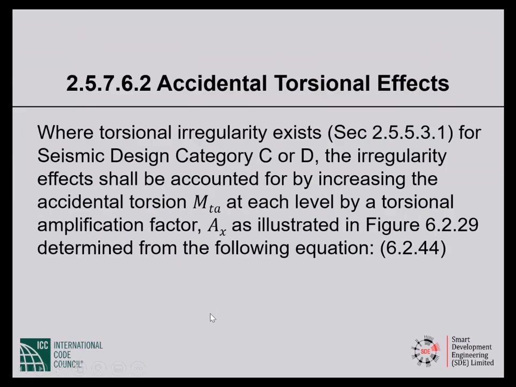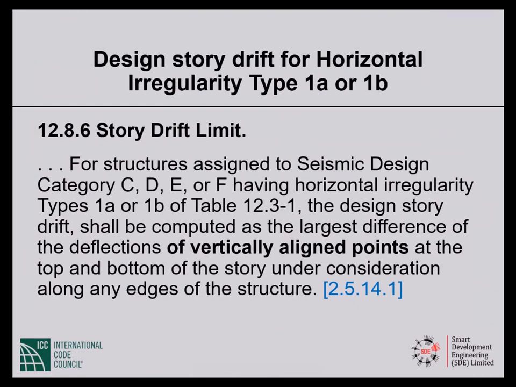That is A sub x, and it is up to 3. Where torsional irregularity exists for seismic design category C or D, the irregularity effect shall be accounted for by increasing the accidental torsion at each level by a torsional amplification factor A sub x, as illustrated, etc. Okay. So that's amplification of accidental torsion required when you have type 1A or 1B horizontal irregularity.